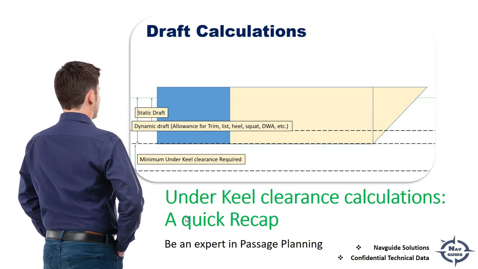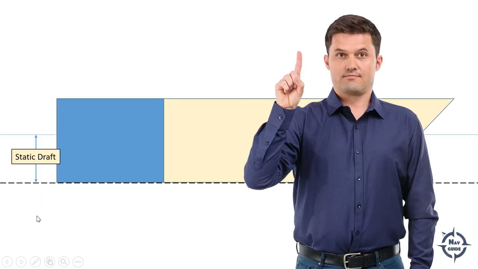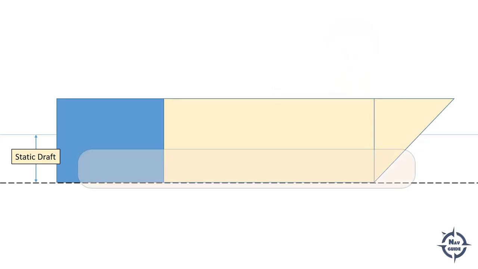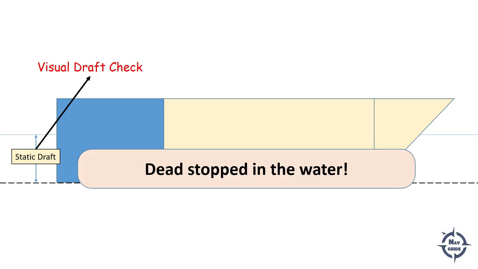Let's go for a quick recap of the underkeel clearance calculations or your draft calculations. This is a brush up. I'm sure you know most of this. You have a static draft of the ship. This draft is basically the draft when the ship is dead stopped in the water. How do you check it? You can visually check it. You have the load indicator giving you this draft.